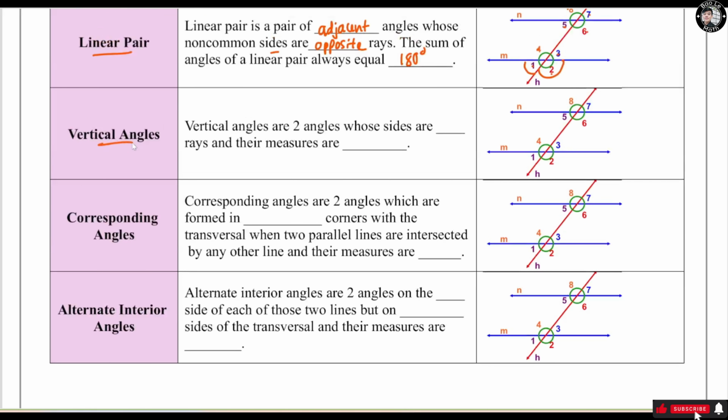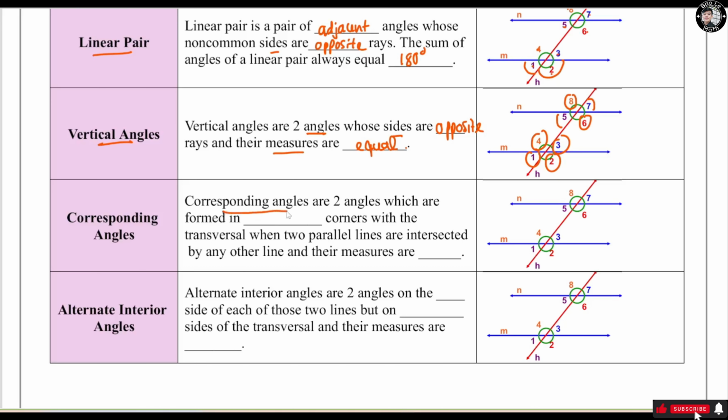Now, vertical angles are two angles whose sides are opposite rays and their measures are equal. Alright, so angle 5 and angle 7 right here are vertical angles, so they are the same. Angle 8 and angle 6 are vertical angles. Angle 1, angle 3 are vertical angles. Angle 4, angle 2 are vertical angles.